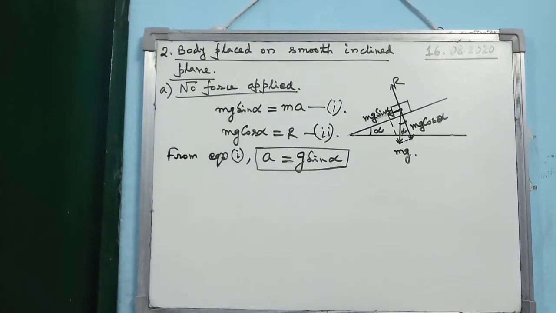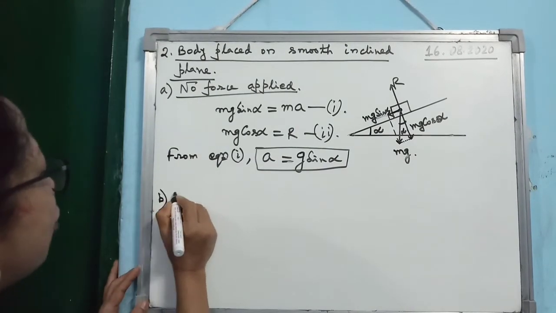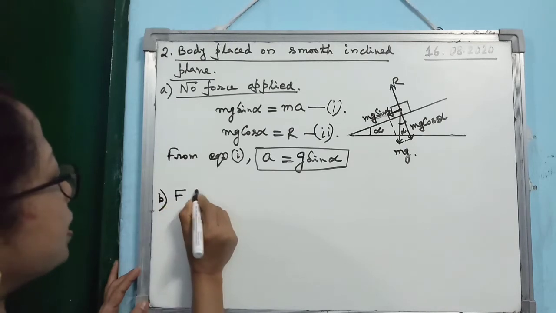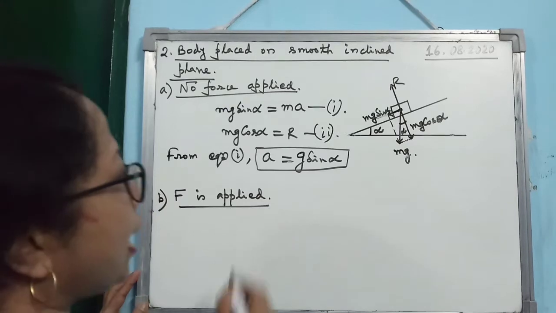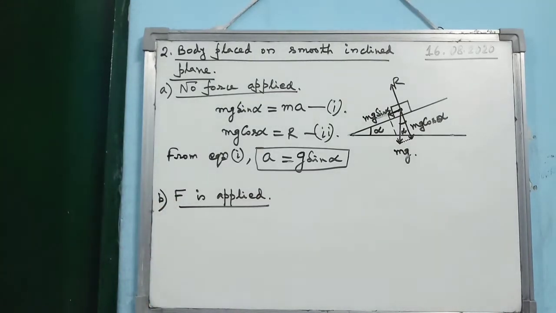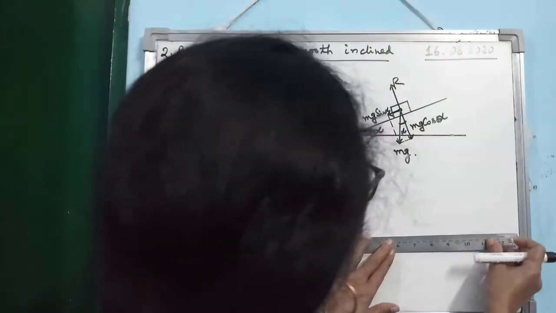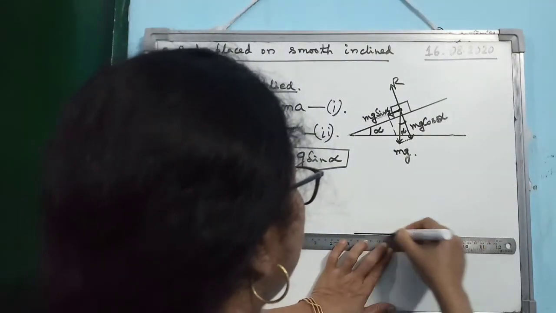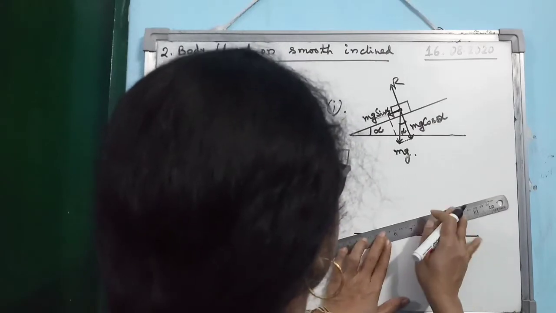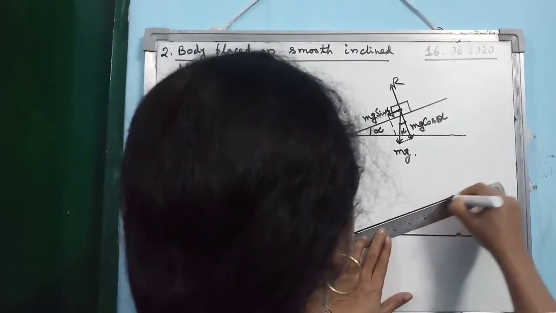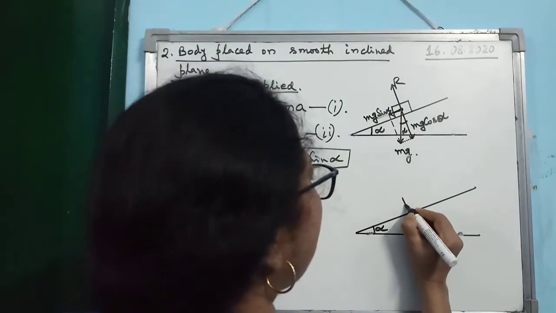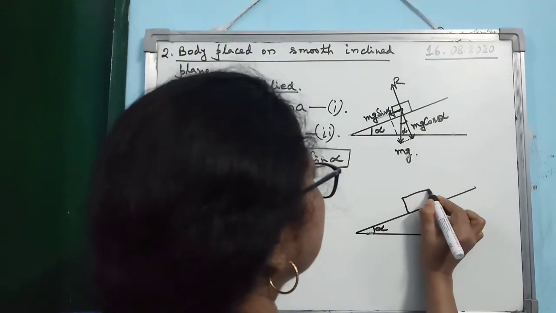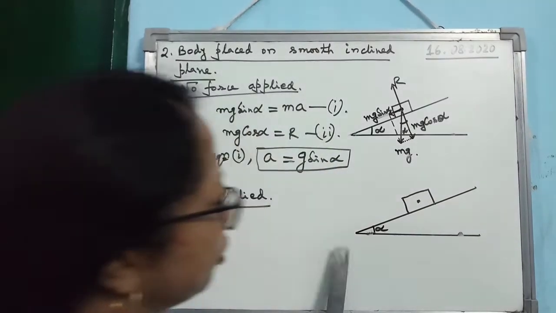Is that clear? Now the second case, a force F is applied. In this case also you may have two cases. So let me first draw the diagram. If F is applied, how do you draw the diagram? Again you consider the inclined plane. Let us consider that the angle of inclination is alpha. Now you have kept the body here, and this is the center of gravity.